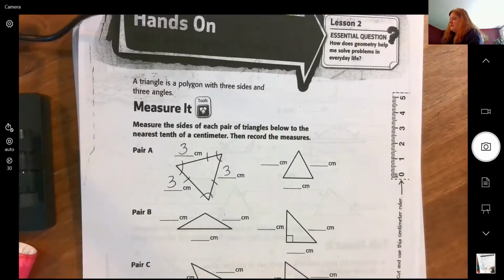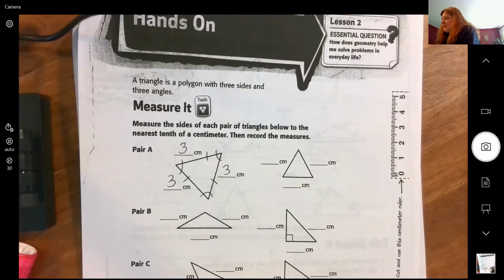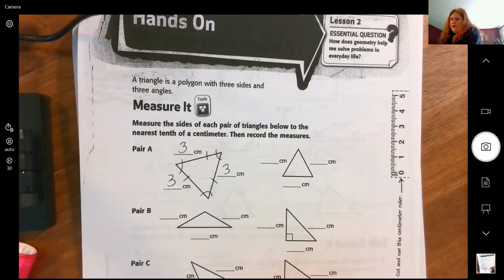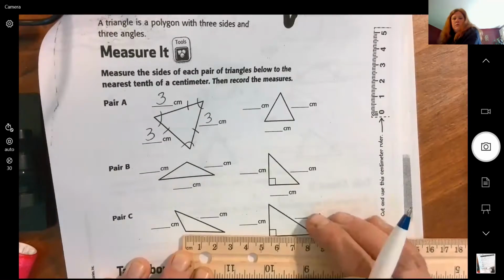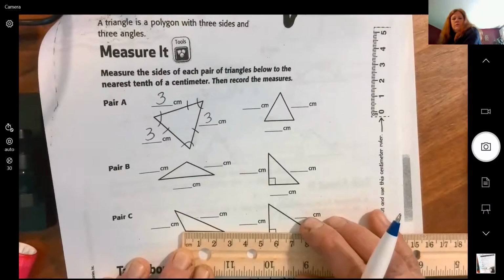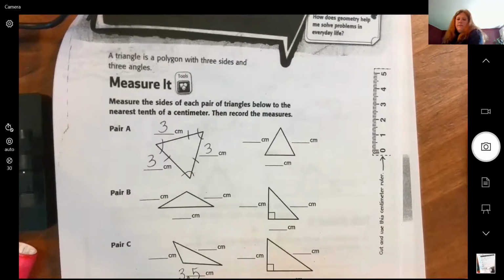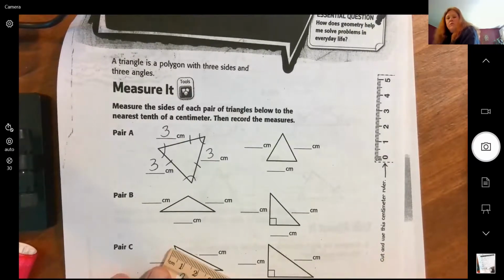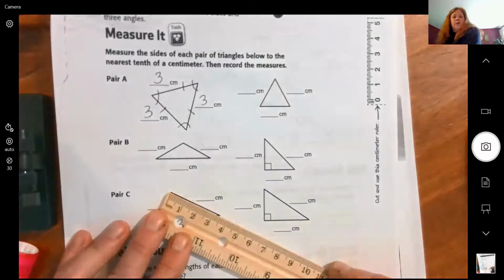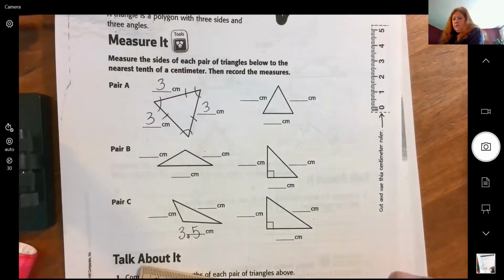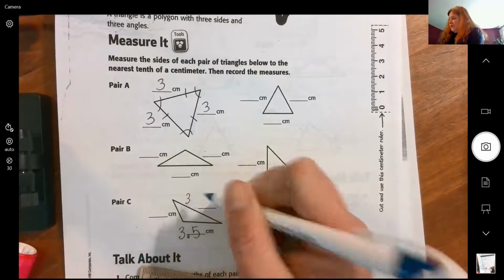All right, let's do this one. We have 3 and 1, 2, 3, 4, 5 lines. Oops. So 3.5. This should be reviewed from 4th grade and also from our measurement unit. 3.5. That can't be right.